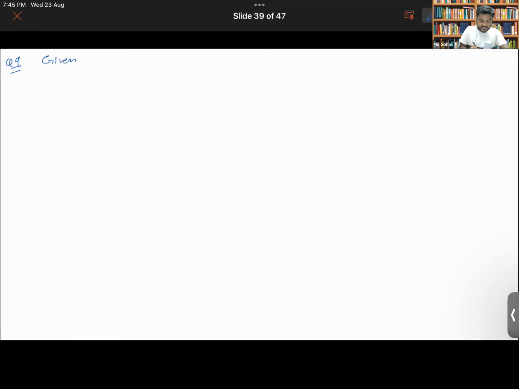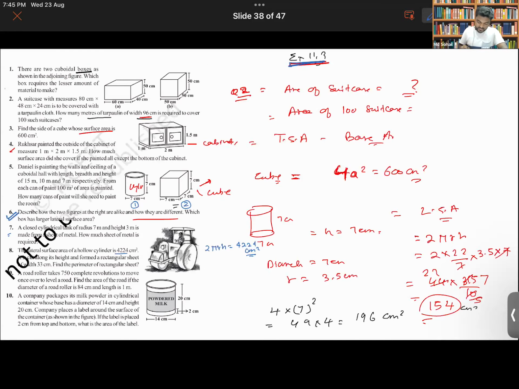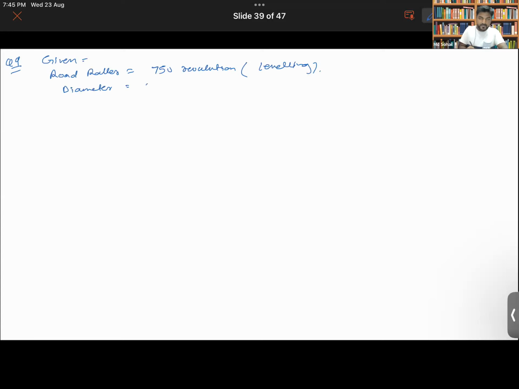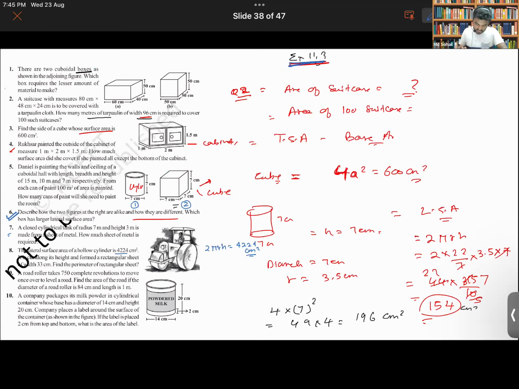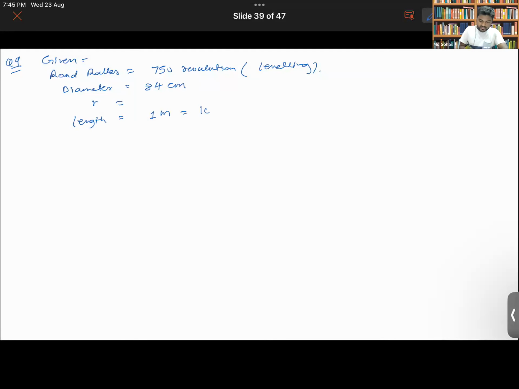First thing is to write whatever is given in the question. There's a road roller that takes 750 revolutions to level a road. What else is given? Diameter was given in the question, that was 84 centimeter. So here you will be required to find the radius. Then length was also given, that was 1 meter, no? So you will convert it into centimeter.